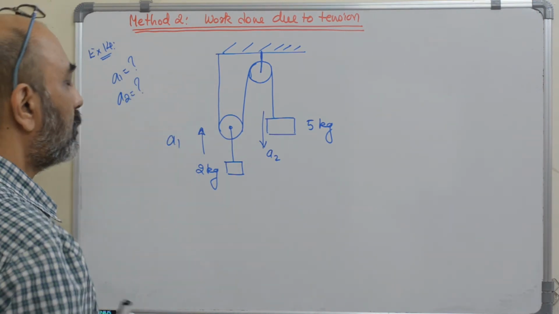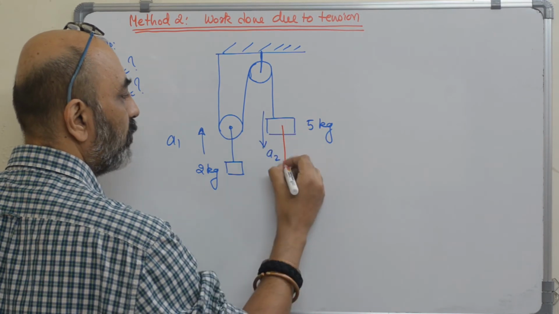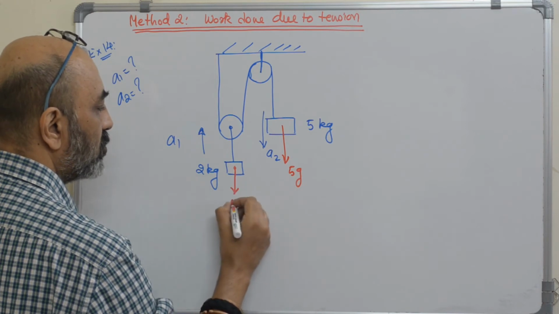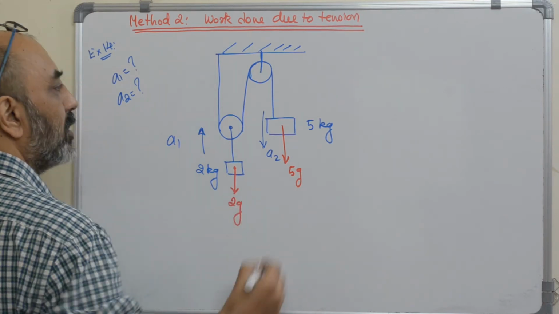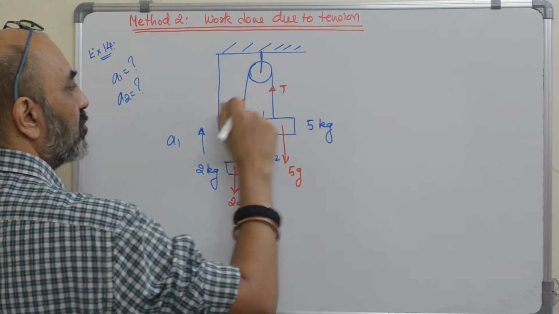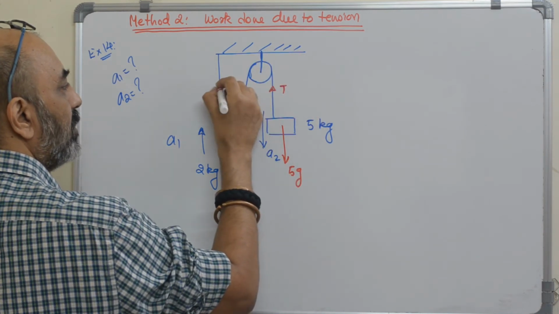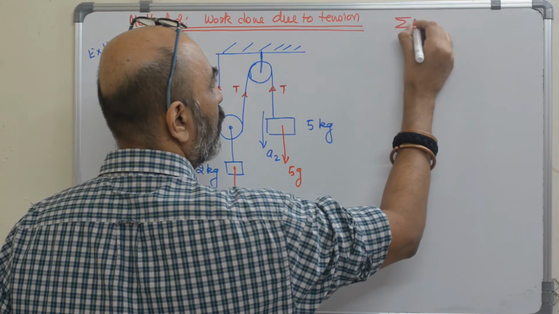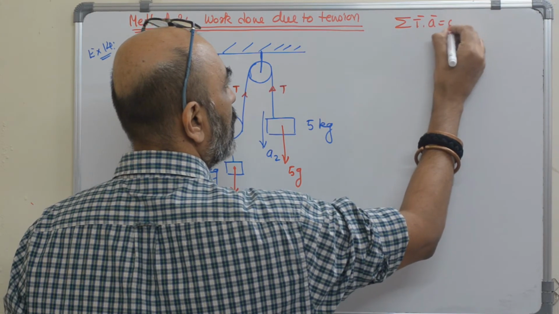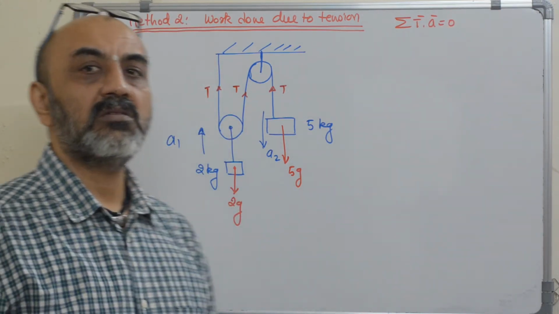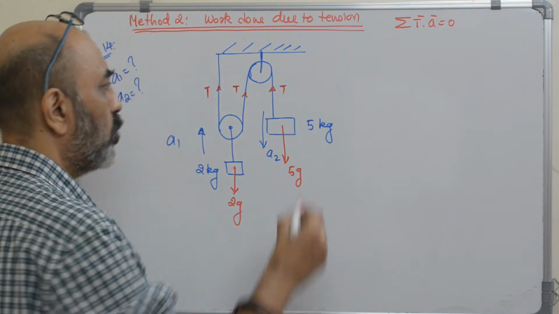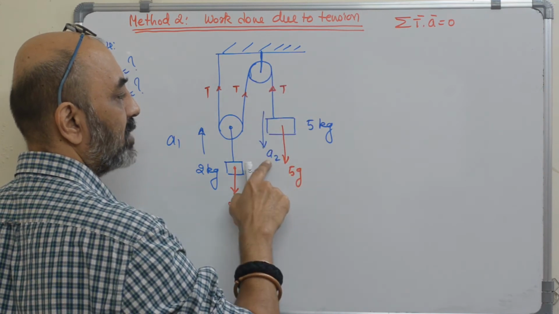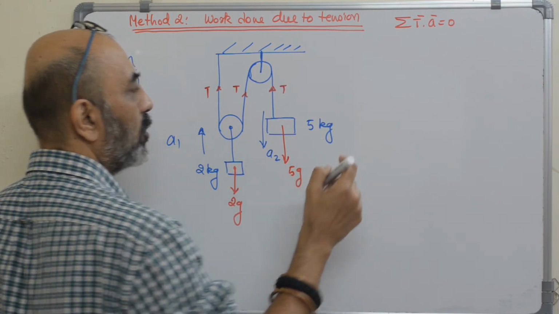First of all, over here we are going to have a force which is mg, that is 5g, and over here you are going to have a force which is mg, which is 2g. That is clear. Here the tension is T and the string is the same, so the tension would be the same, T here and T here. Now what have we studied? We have studied that summation of T dot A is equal to 0. T dot A means TA cos theta. So we will apply that first. Here T is upward, the acceleration is in the downward direction, the acceleration is A2, so the angle is 180, and cos 180 is -1.